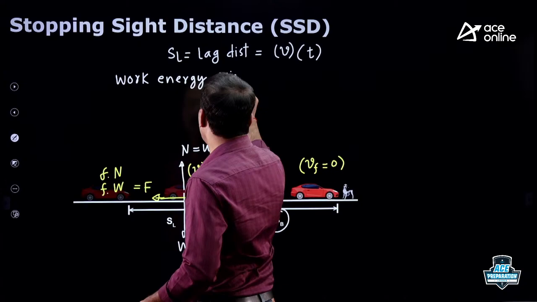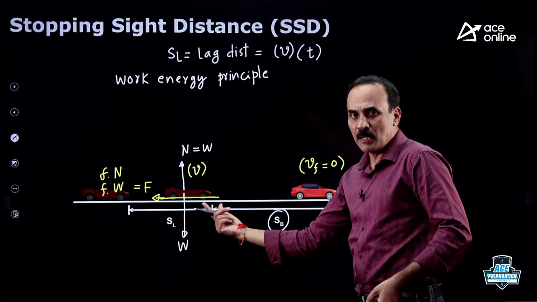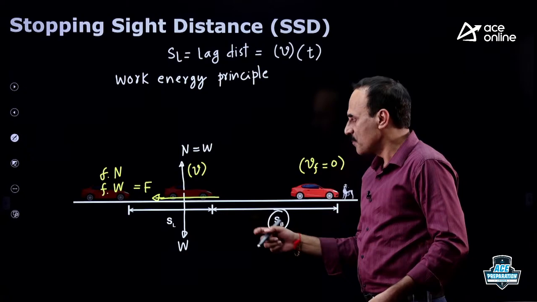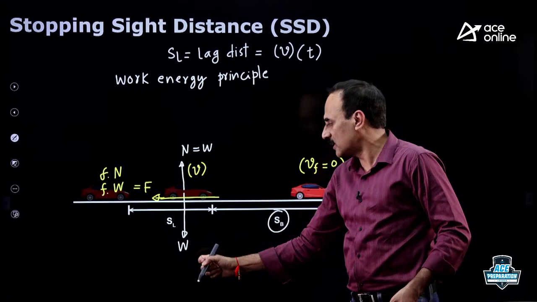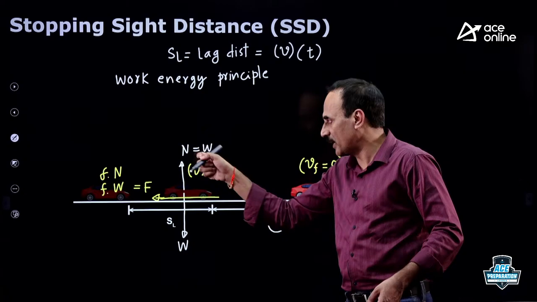Work done is equal to change in kinetic energy. Work done by the forces in the direction of motion will be the change in kinetic energy. What are all the forces in the direction of motion? N is not in the direction of motion, W also not in the direction of motion. Those are perpendicular to the direction of motion. So N and W are not contributing any work.